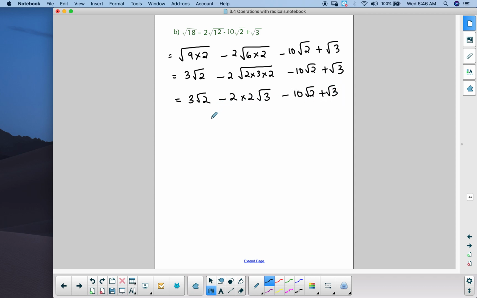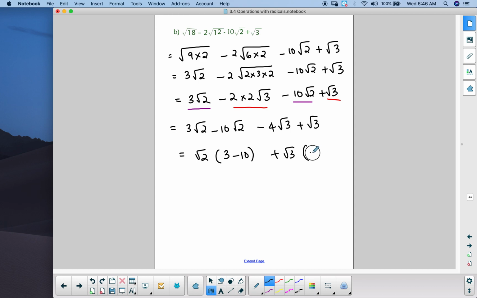So I can add the radicals that are like, so I can add this and this together, and I can add this and this together because they're like. All right, so I'm going to rewrite them together. 3 root 2 minus 10 root 2, and this one is negative 4 root 3 plus root 3. So that is root 2 brackets 3 minus 10 plus root 3 brackets negative 4 plus 1. Okay, so that's negative 7 root 2 minus 3 root 3.